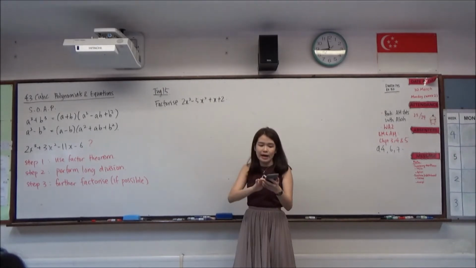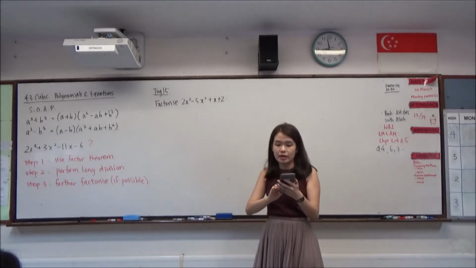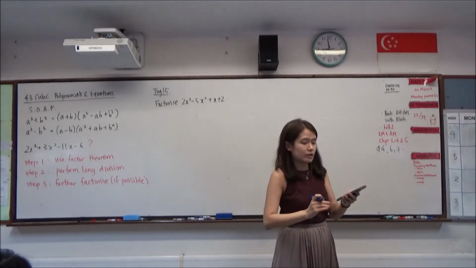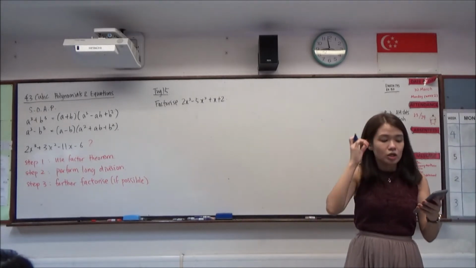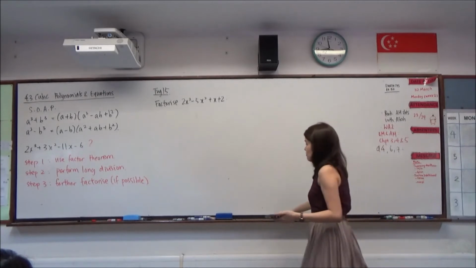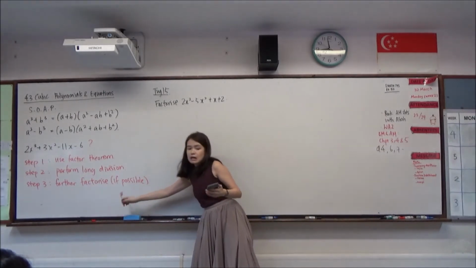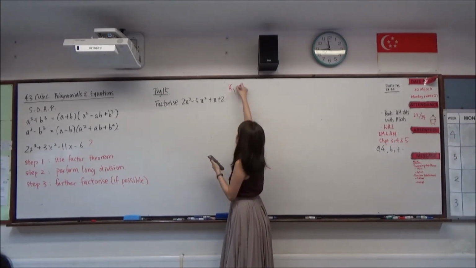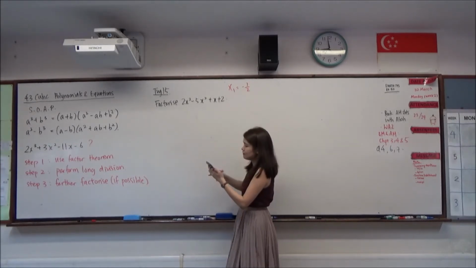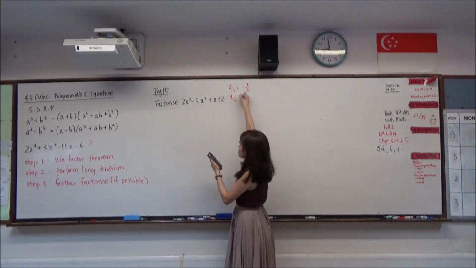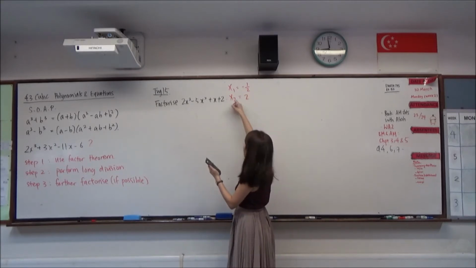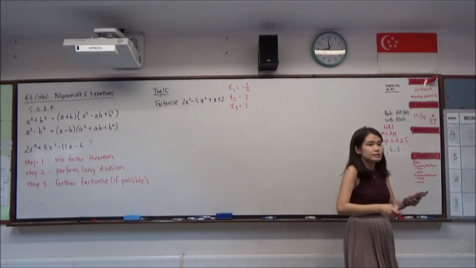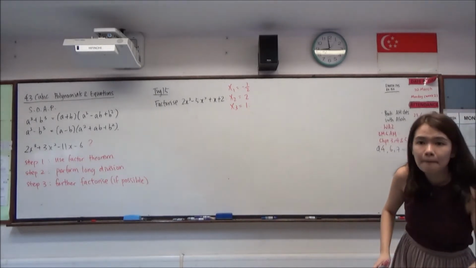C value is 1. Okay, and then D value is 2. Alright, I hope that you're following. You would get a few values in your calculator now. If you're using the Casio one, x1 is -half, x2 is 2, and then x3 is equals to 1. So you should be getting this in your calculator.